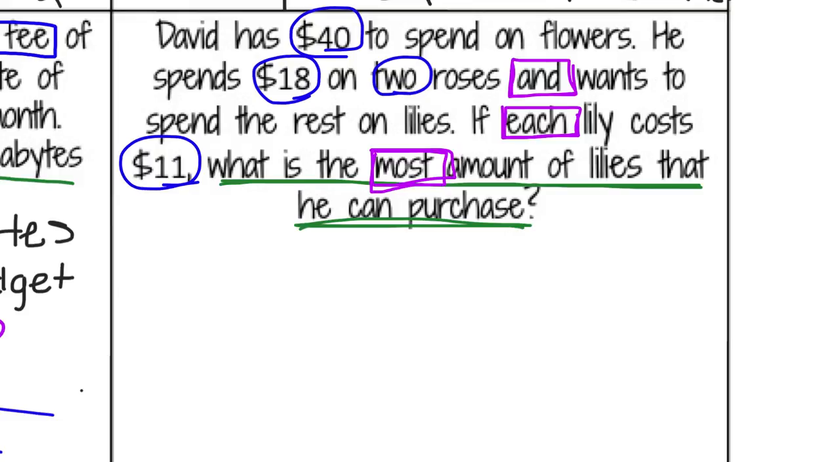So I'm going to pick a variable based on my question. What is the biggest number of lilies he can purchase? I'm going to use F to represent flowers. So F is going to represent the number of lilies.